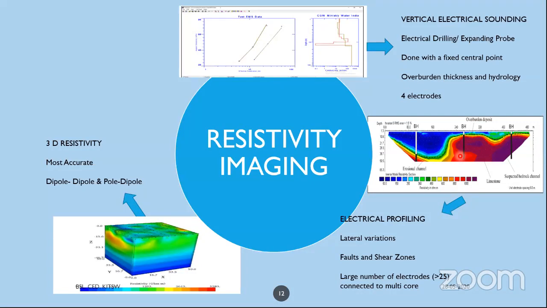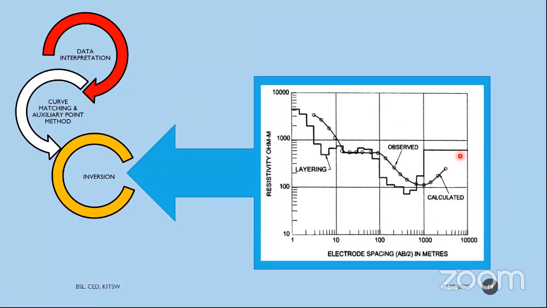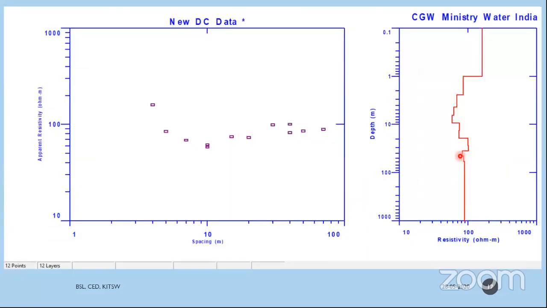For example, the system will give this type of graph. And I'm a layman, I don't know. I feel this answer is right. As simple as that, I feel it is correct, and I'll give it to my client. No, it depends upon expertise.